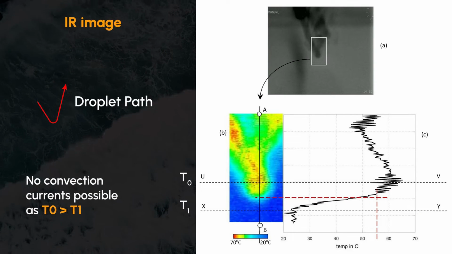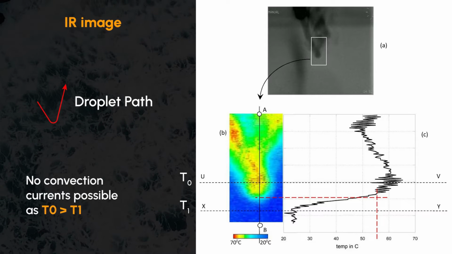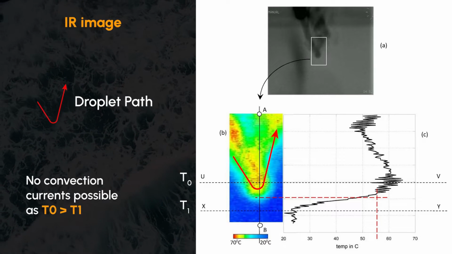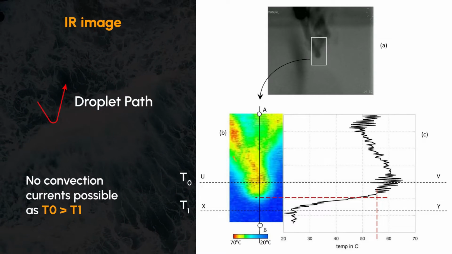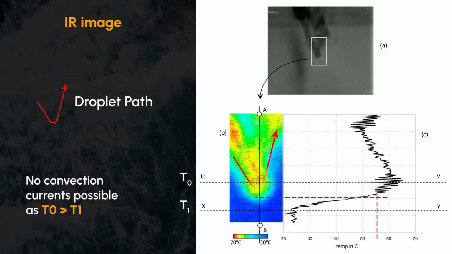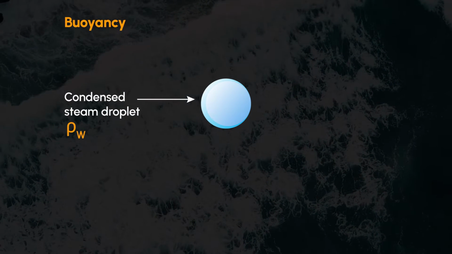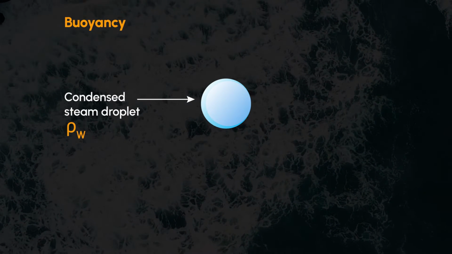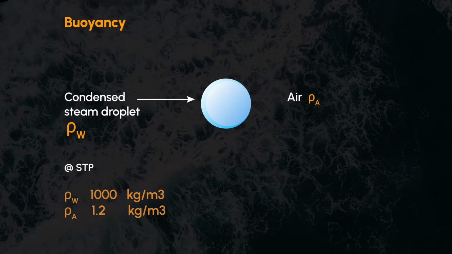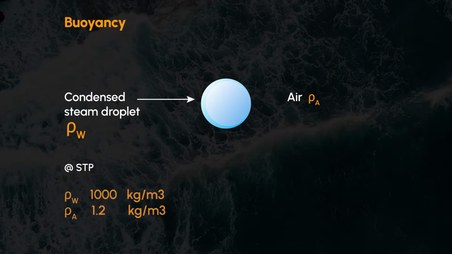Infrared images of the condensed droplet path show that condensed droplets exiting the spout and moving down encounter a negative temperature gradient. Therefore, convection currents cannot exist. What caused condensed droplets to turn and move upwards? Imagine a condensed water droplet in still air. A condensed water droplet is about 1,000 times denser than air. Buoyancy cannot cause this phenomenon either.